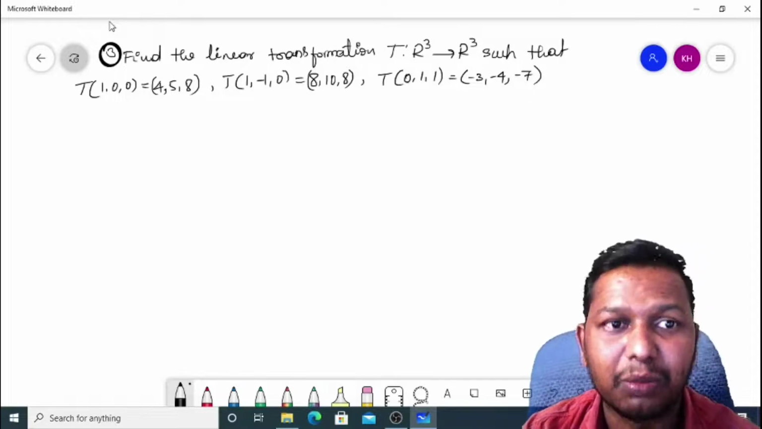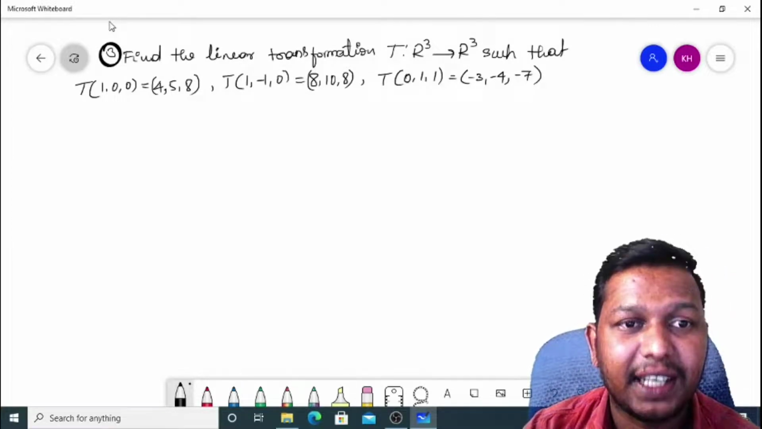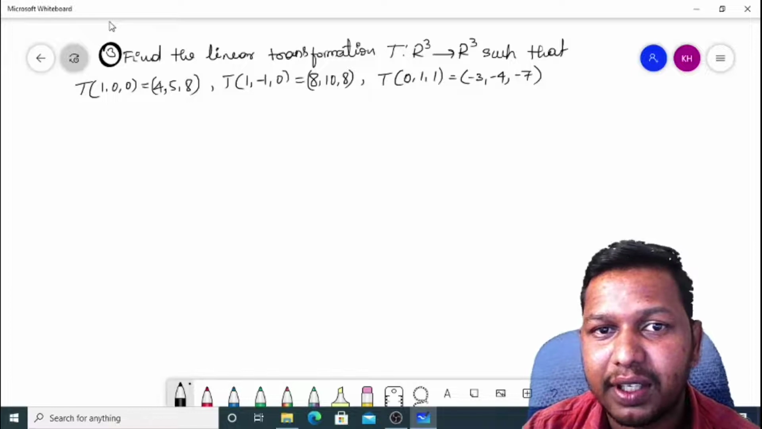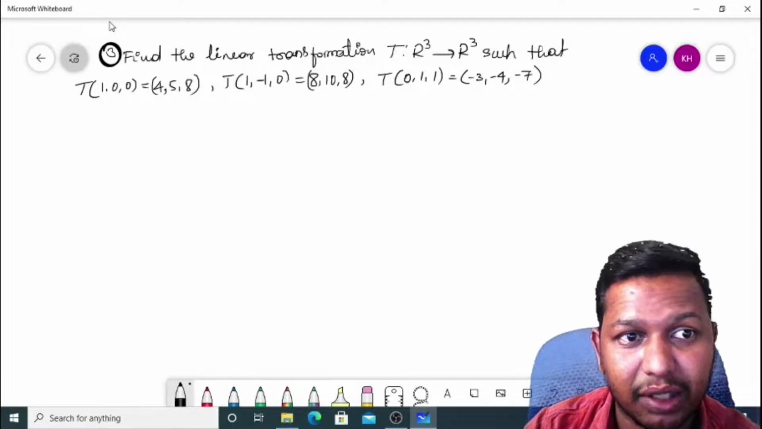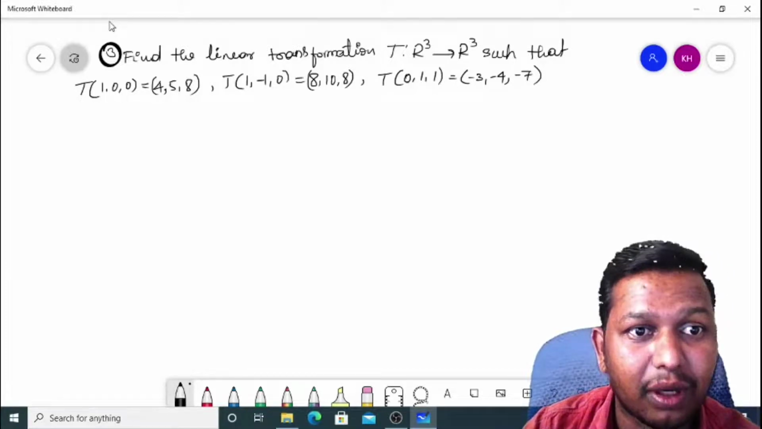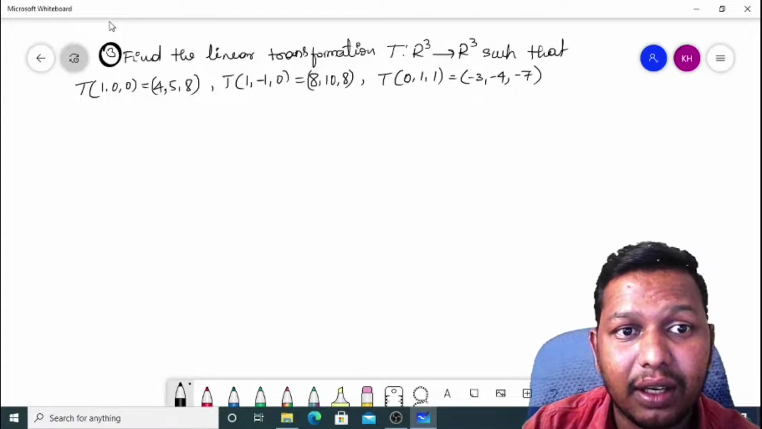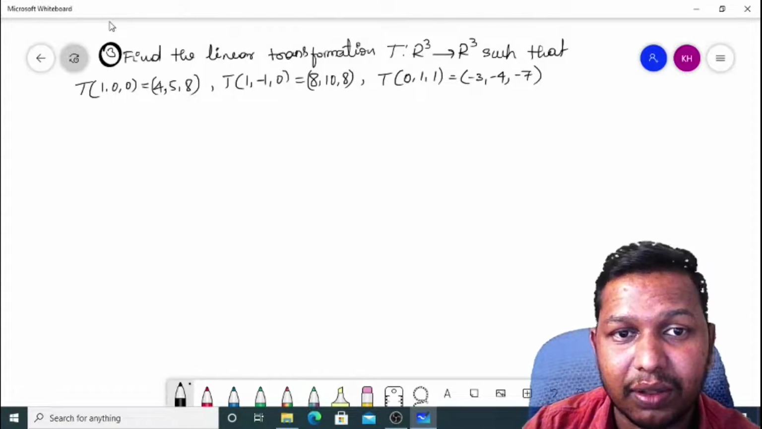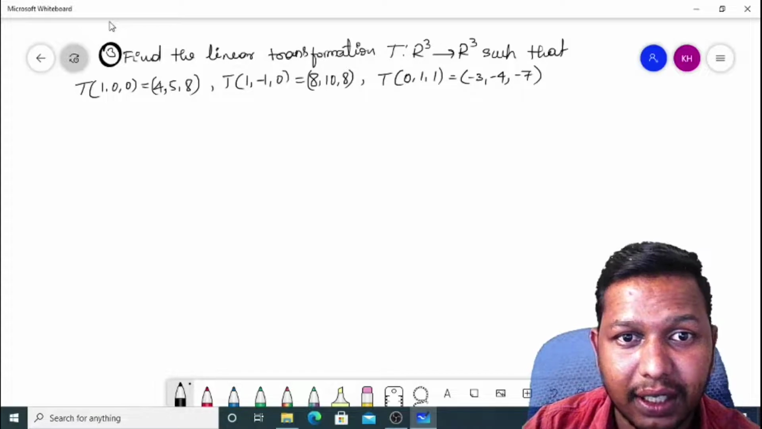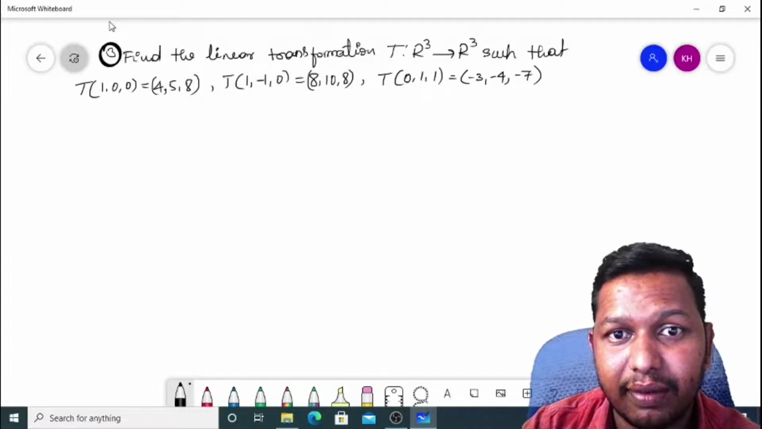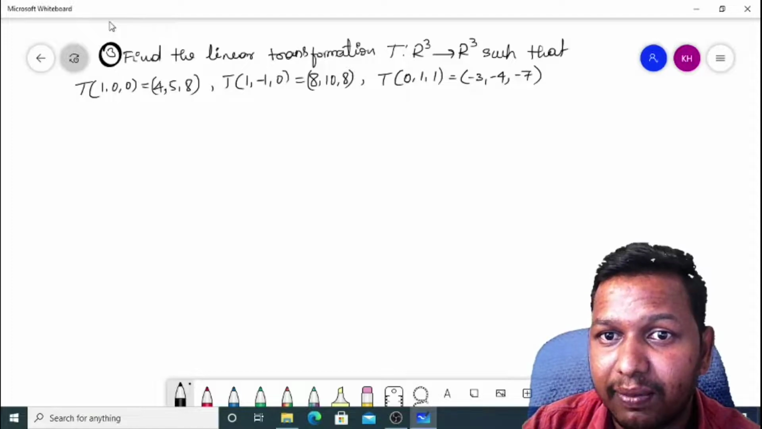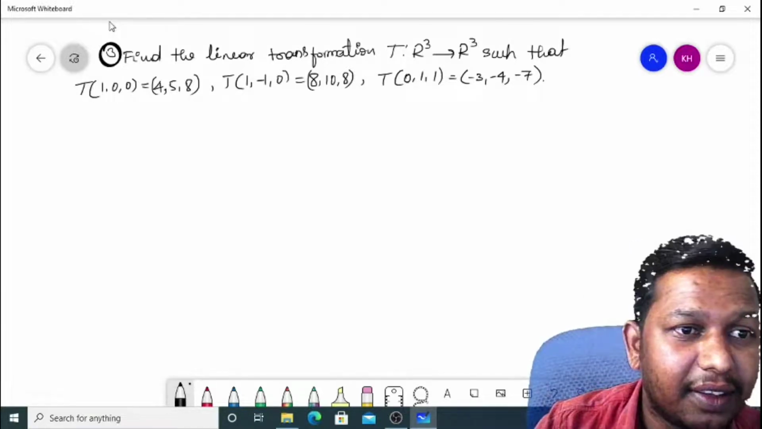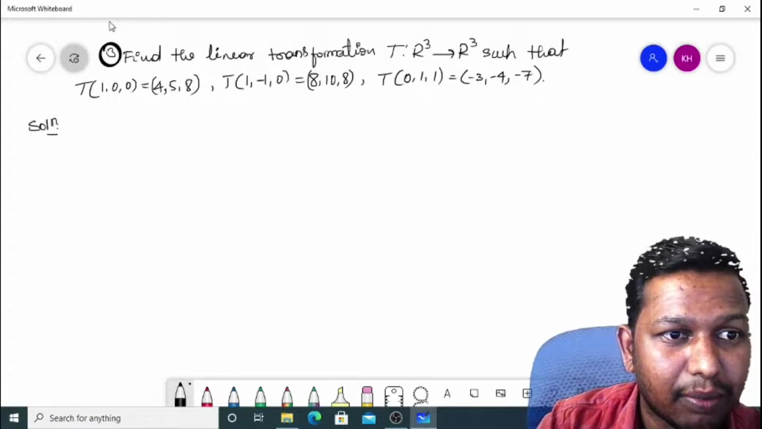Let's see one more problem: find the linear transformation T from R3 to R3 such that T(1, 0, 0) = (4, 5, 8), T(1, -1, 0) = (8, 10, 8), and T(0, 1, 1) = (-3, -4, -7). Let's see the solution for this problem.